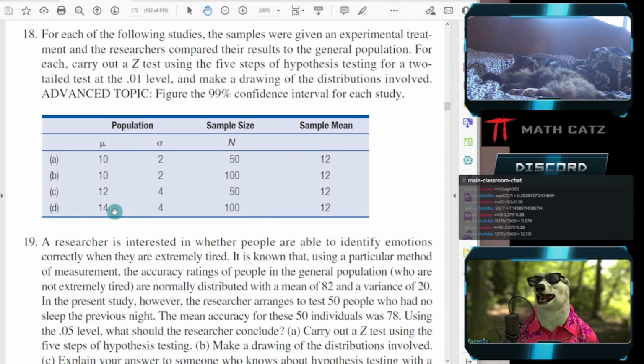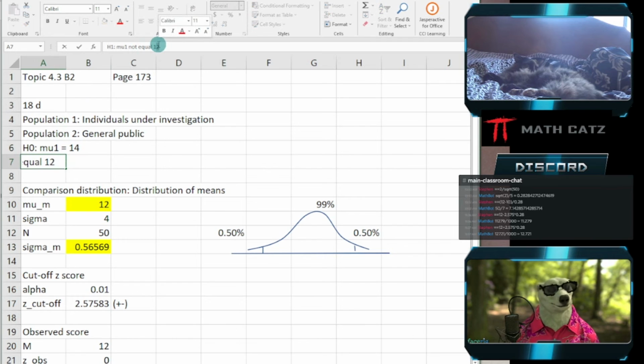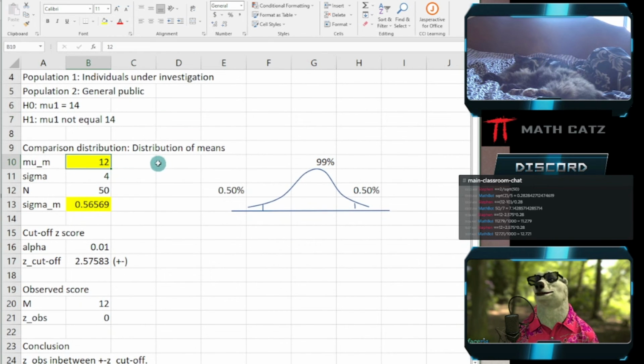In D, our population mean is 14, standard deviation is still 4. So the population mean is 14. I'll update that. And of course, that features in our hypothesis statement. We still have population 1, population 2. In the same way, our distribution of means, population mean is then 14.